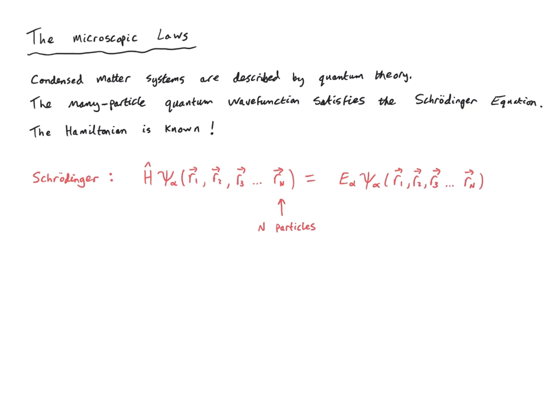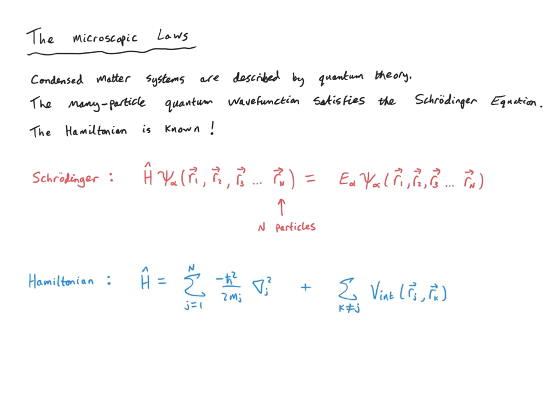Amazingly, we actually know what the Hamiltonian is. It comprises a kinetic energy term and a potential energy term, and we know the form of both of these. This is not like in high-energy particle physics, for example, where you don't really know the Hamiltonian, you have to guess it. Here, we really do know.